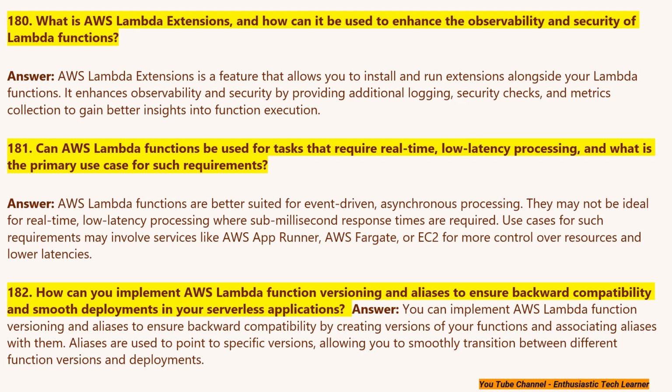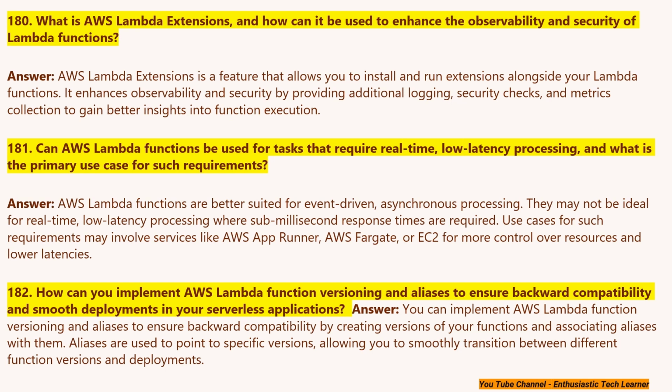How can you implement AWS Lambda function versioning and aliases to ensure backward compatibility and smooth deployments in your serverless applications? You can implement AWS Lambda function versioning and aliases to ensure backward compatibility by creating versions of your functions and associating aliases with them. Aliases are used to point to specific versions, allowing you to smoothly transition between different function versions and deployments.